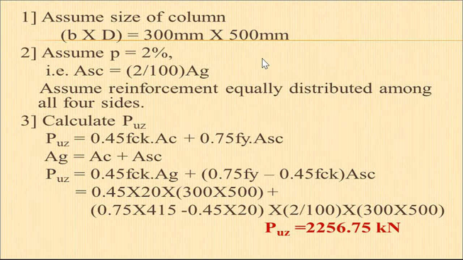Then assume the cross section of the column. As we have already assumed percentage of steel, we can take 0.8 to 4%, and here we have assumed 2%, and Asc is equal to 2 by 100 multiplied by Ag. Assume the reinforcement equally distributed along all four sides because of bisecting the column in x direction and y direction. So calculate Puz using the same formula as we discussed in the previous lecture. Puz is equal to, we get, 2256.75 kilonewton if the column is subjected to purely axial load.